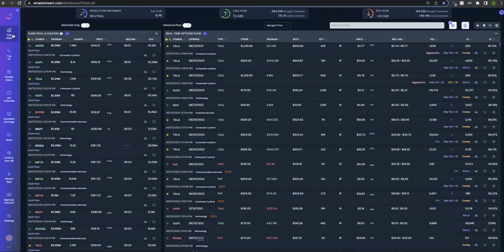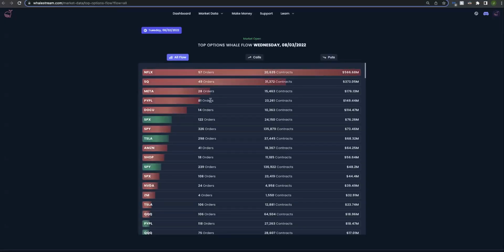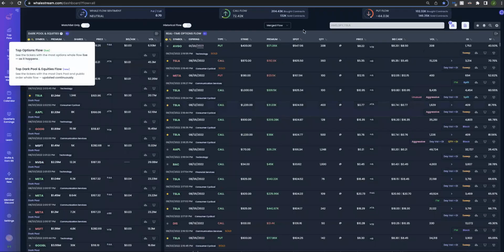So first thing I would do is go to that top flow. You can go over here to the top flow, which will show you which tickers are getting the highest premium based on options flow. So puts, we're definitely high on these top tickers over here. But again, this only gives you a piece of the pie. This is just telling you total premium. It's not taking into account different expiration dates, or anything like that.